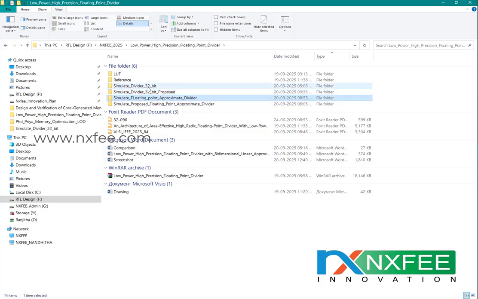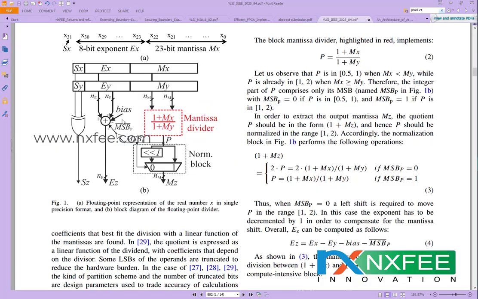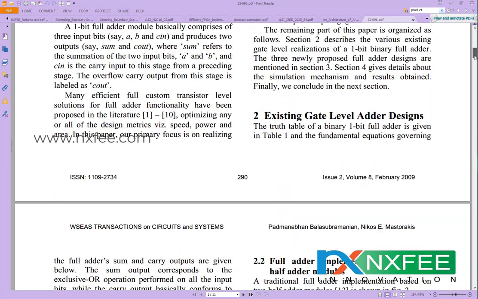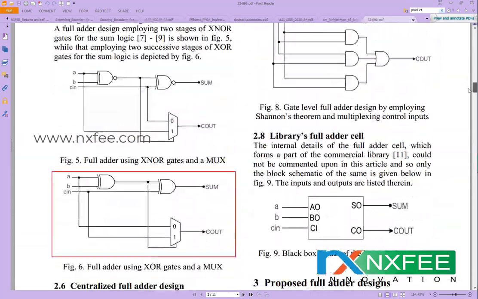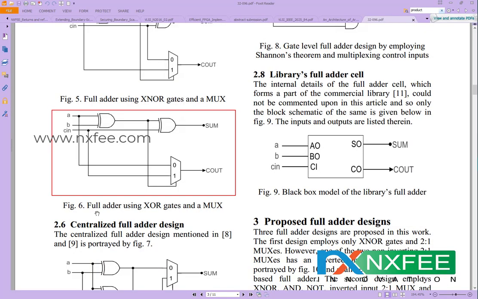Okay, so the existing architecture is designed using conventional adders and subtractors, and the proposed architecture will use XOR mux based adders and subtractors. This XOR mux based addition is taken from this paper; Figure 6 shows it. But for the XOR mux based subtractor, we created a novel architecture.